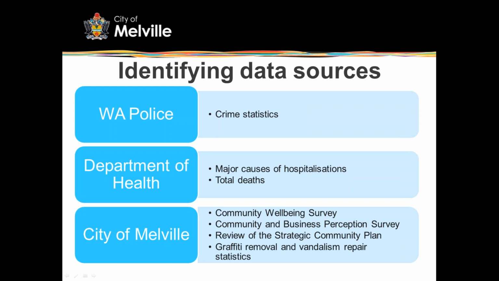Our Safer Melville Advisory Committee actually defined the scope of safety when we started aligning to the Safe Communities framework. This really helped us to refine the types of data sources we would be including in our priority setting process, because otherwise it can be very, very overwhelming.